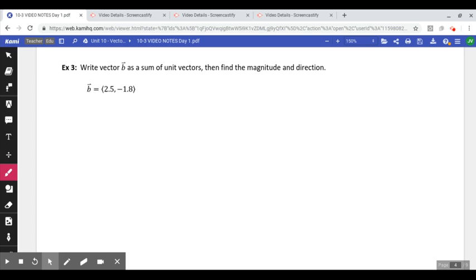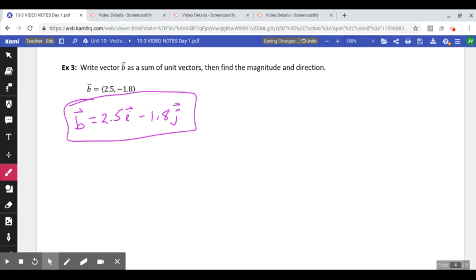In example 3, very similar to example 2, we're going to write vector b as a sum of unit vectors, then find the magnitude and direction. So to represent vector b as a sum of unit vectors, we'll just take the x component and multiply that by vector i. Remember, vector i has a length of 1 in the x direction only. Then we'll write our negative 1.8 and multiply that by vector j. And there's your sum of unit vectors.